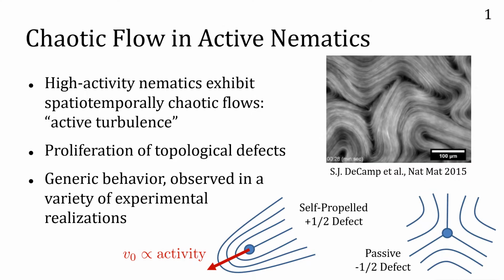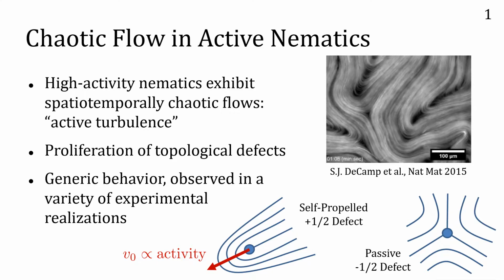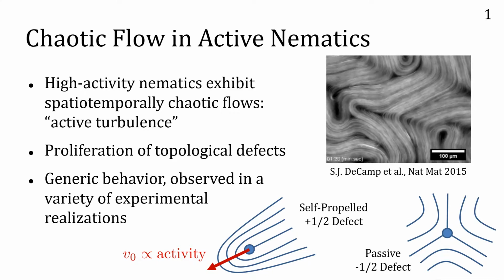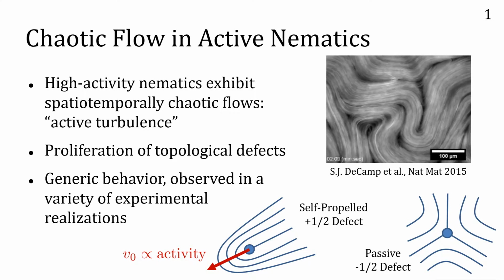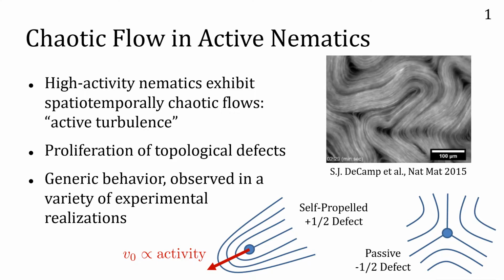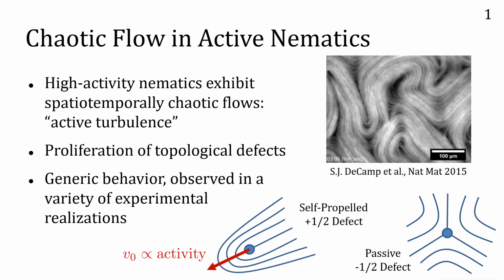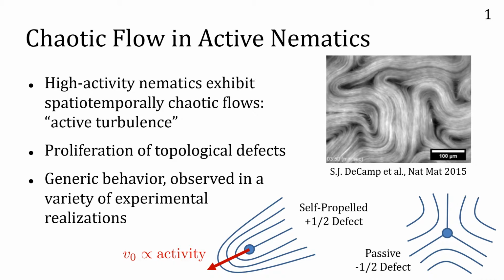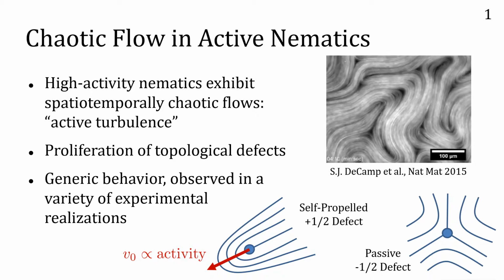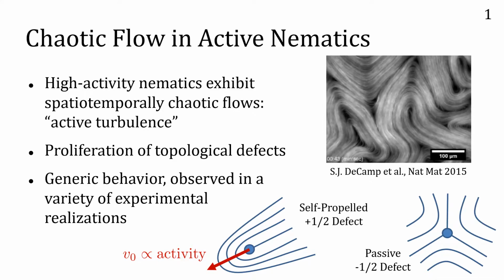So, a bit of a refresher, nematic liquid crystals with high activity exhibit spatiotemporally chaotic flows, often referred to as active turbulence. These states of active turbulence are characterized by the proliferation of topological defects of strength +1/2 and -1/2, with the +1/2 defects being self-propelled with a velocity which is proportional to the magnitude of the activity. This is generic behavior. It's been found in a wide variety of experimental realizations of active nematics.